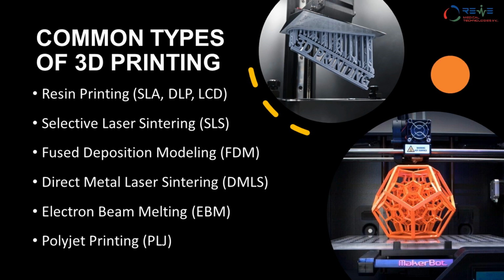Okay, so I'm going to refer to some of the common types of 3D printers that we are using these days. First is resin printing. It has further divisions in SLA, DLP, LCD. I will explain these later on. Then comes selective laser sintering, SLS. Then comes fused deposition modeling, FDM. Then direct metal laser sintering, DMLS, then electron beam melting, and then PolyJet printing. I will give a brief description about this equipment and some visual aid to give you an understanding of this technology.